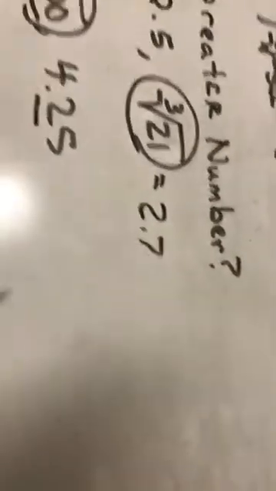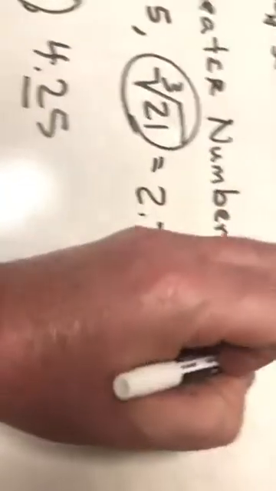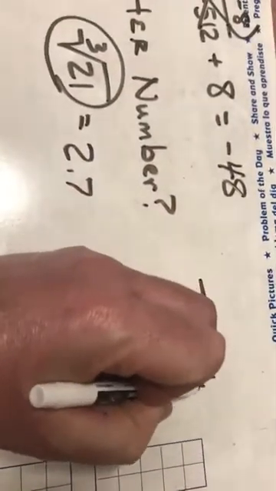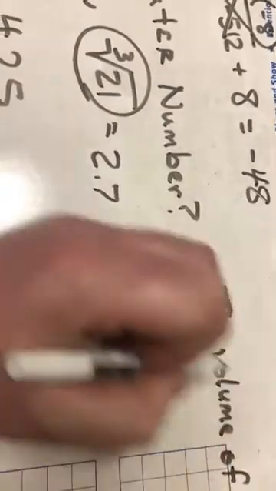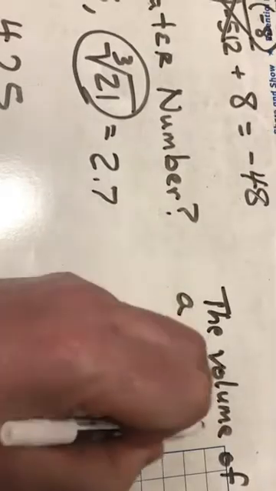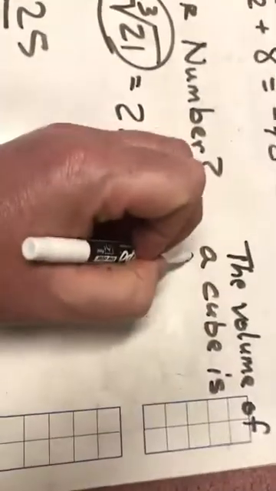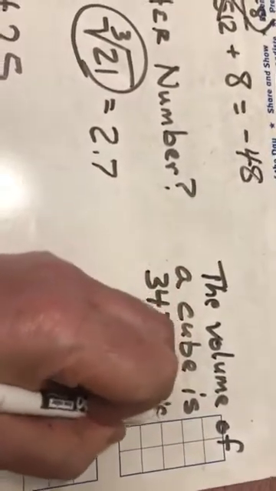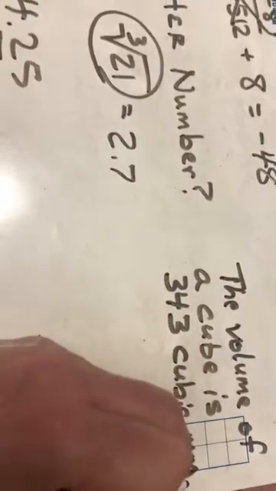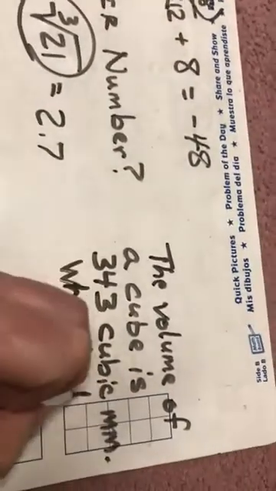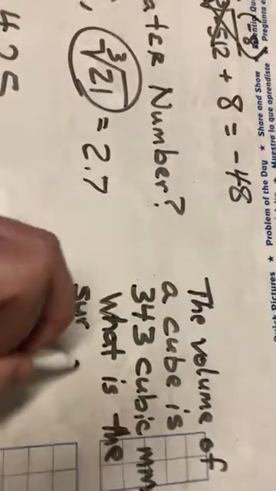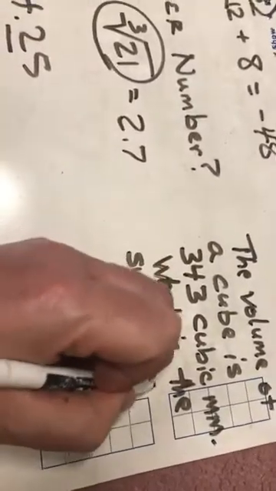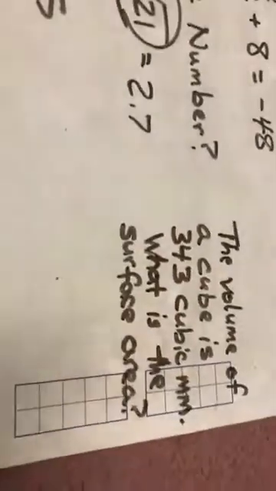And it's going to say something like this, all right? The volume of a cube is 343 cubic millimeters. What is the surface area? Well, this problem assumes a couple things.